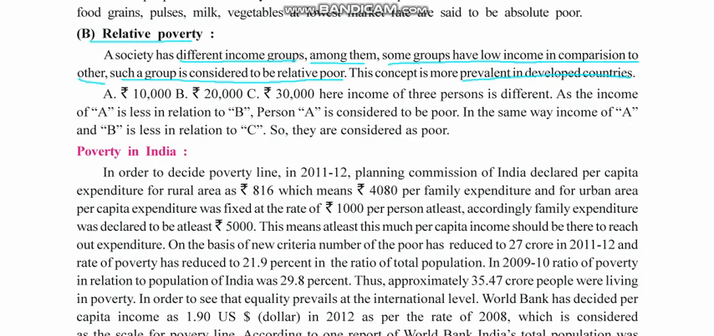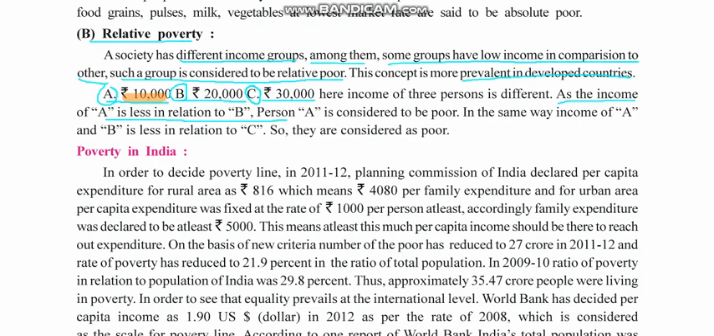Now the example is given. Say suppose A is earning 10,000, B is earning 20,000 and C is earning 30,000. Here the income of all three is different, okay. A, B and C, all these three have different incomes. As the income of A is less in relation to B, okay, A is less in relation to B.